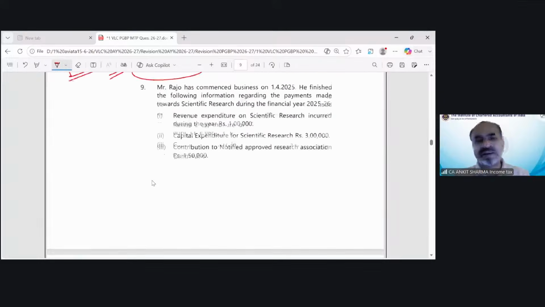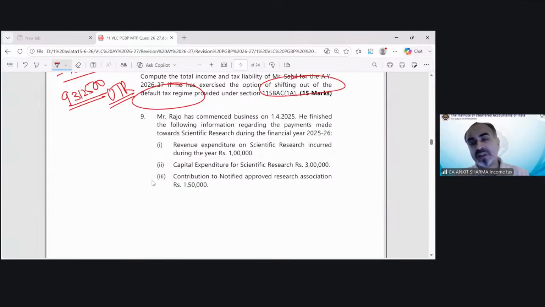One by one, I will read the expenditure and I will ask you whether it's going to be allowed or not. Okay, let's do it together. First is revenue expenditure on scientific research incurred during the year, 1 lakh. Tell me, allowed or disallowed?